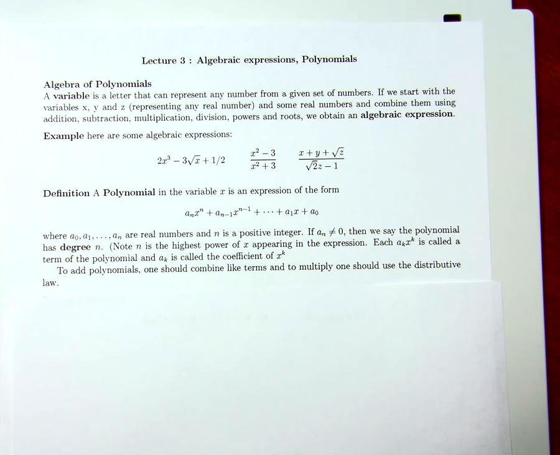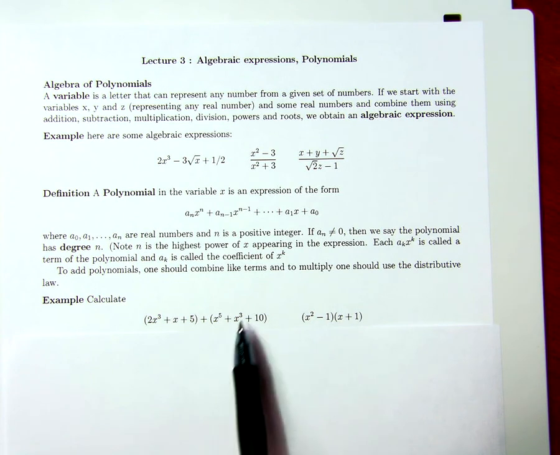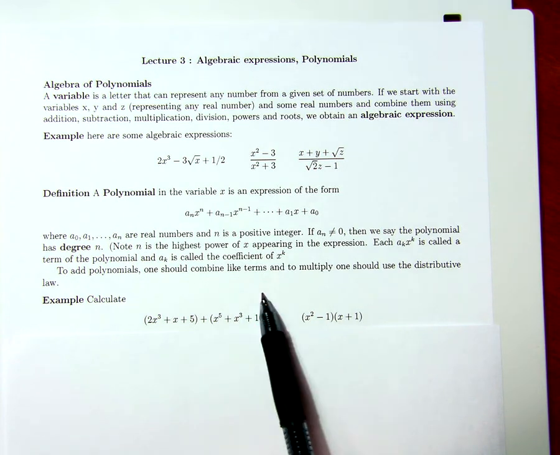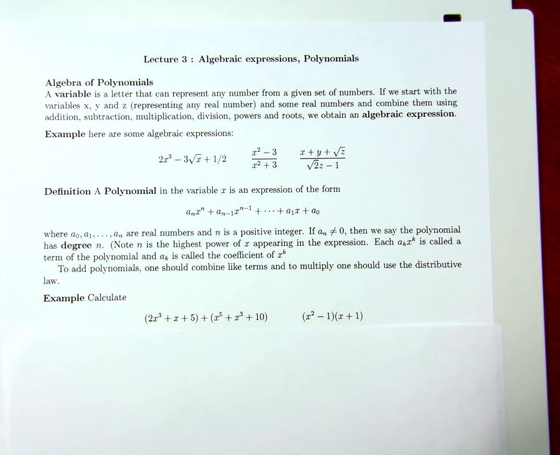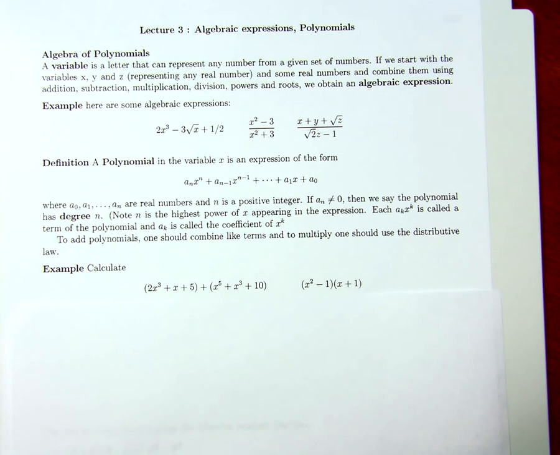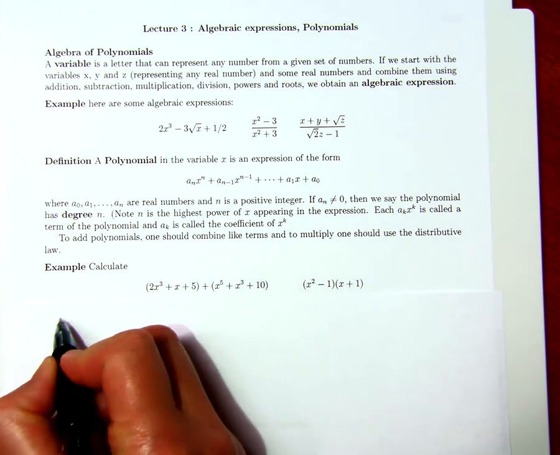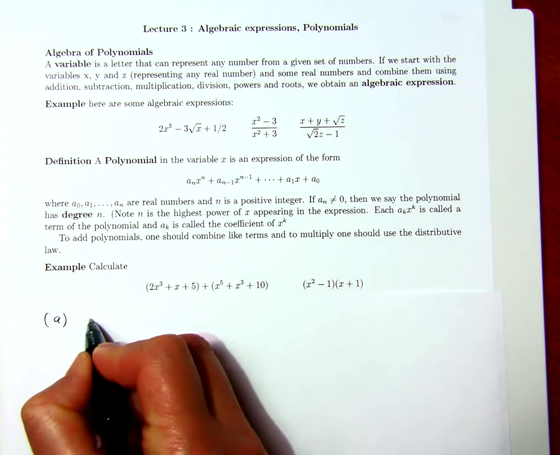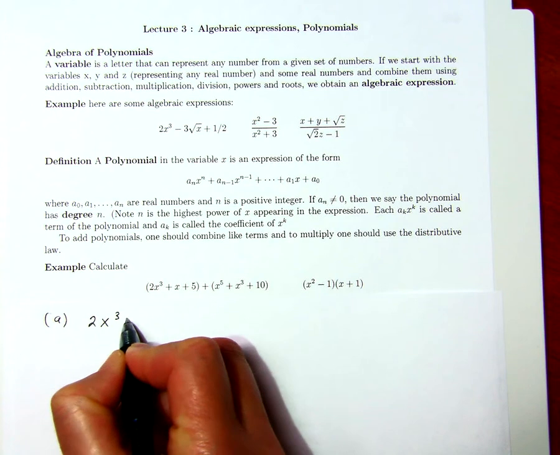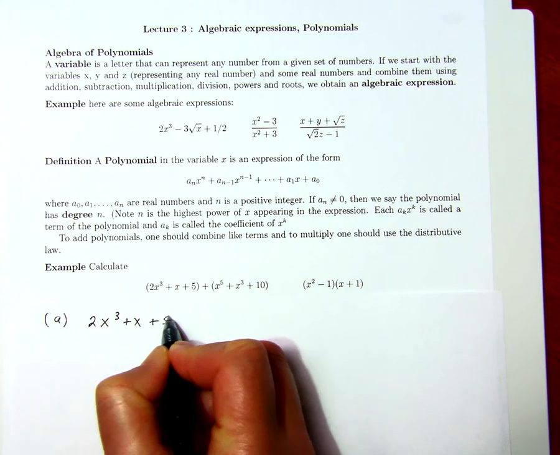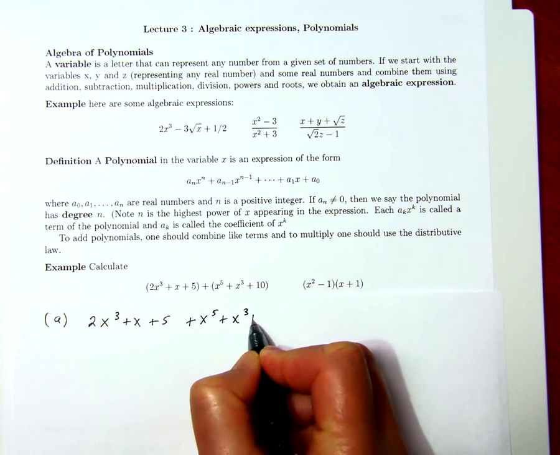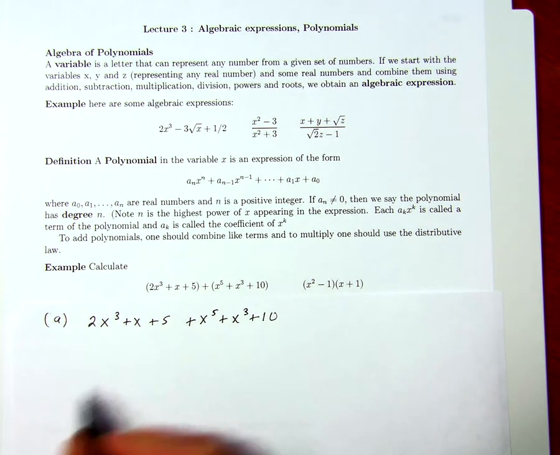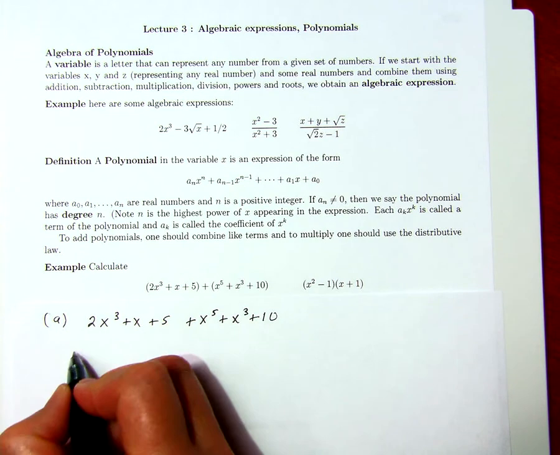To add polynomials, we can just combine like terms, so we can add the coefficients, and to multiply we can use the distributive law. So for example, suppose I want to add these polynomials, 2x cubed plus x plus 5 plus x to the 5 plus x cubed plus 10. Well, then I'm going to combine like terms.